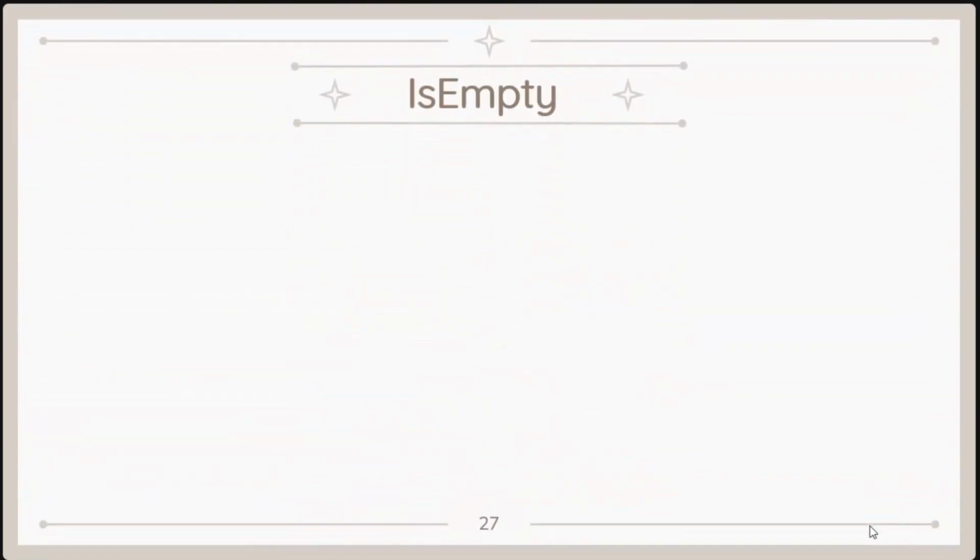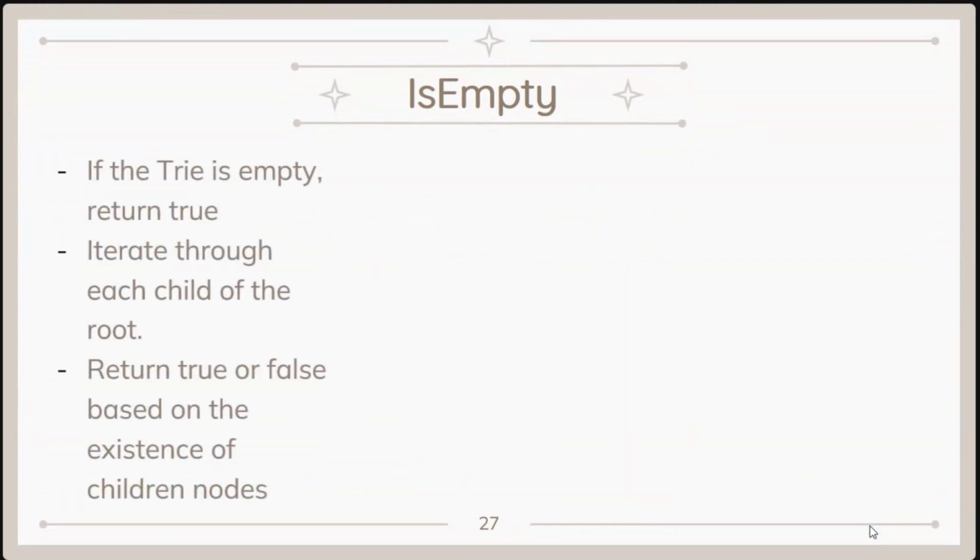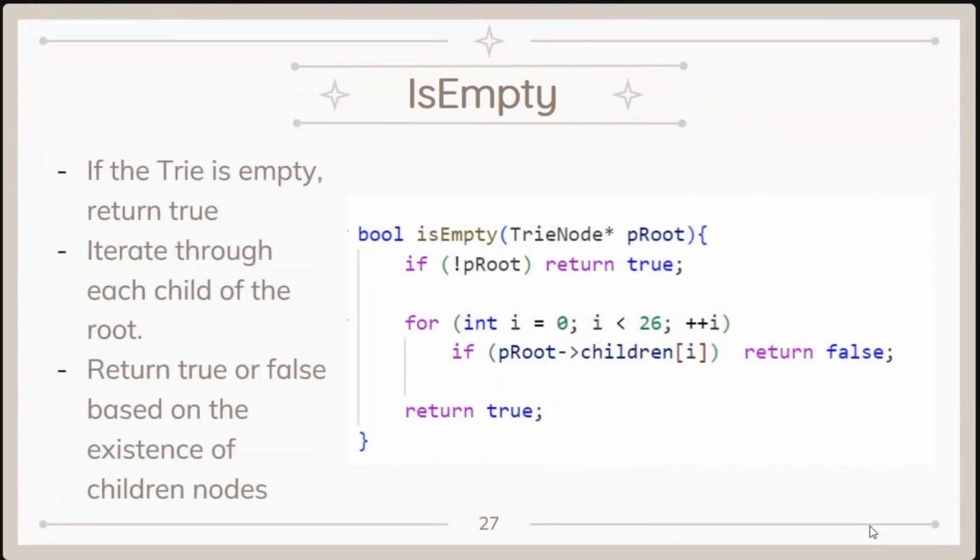As we mentioned earlier, we need to check if the Trie is empty or not, and if it is, it means that the root does not exist. It means that the root is a null pointer. However, if it's not empty, we need to check if there is an existence of the other nodes in the Trie.